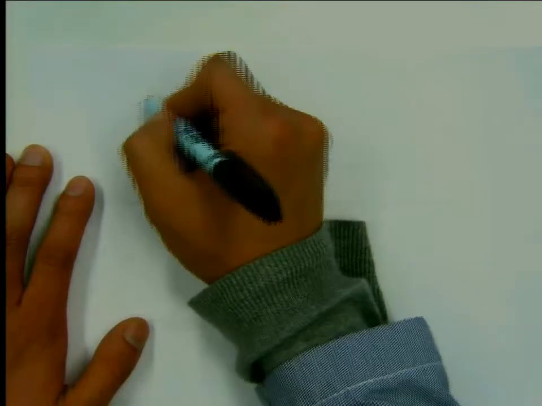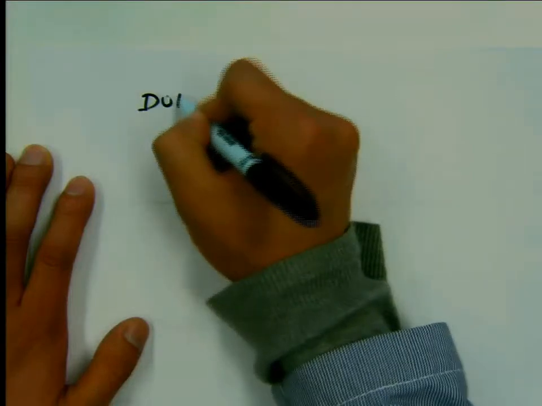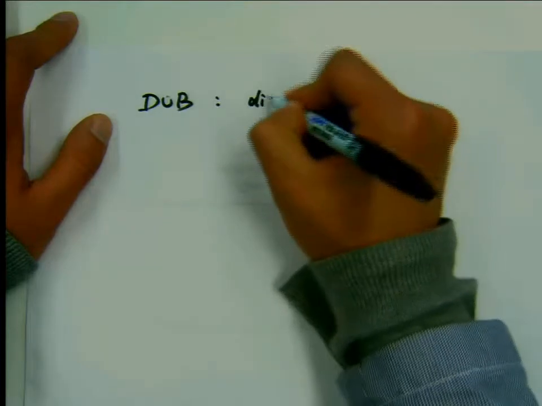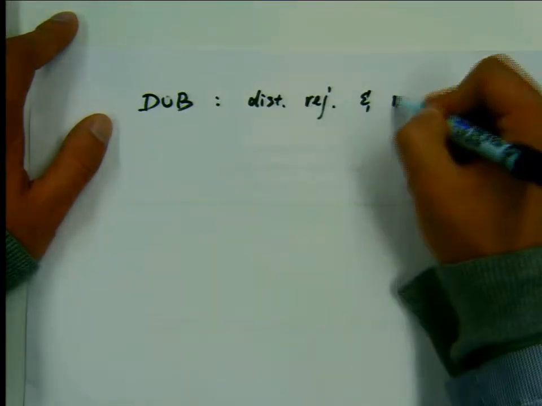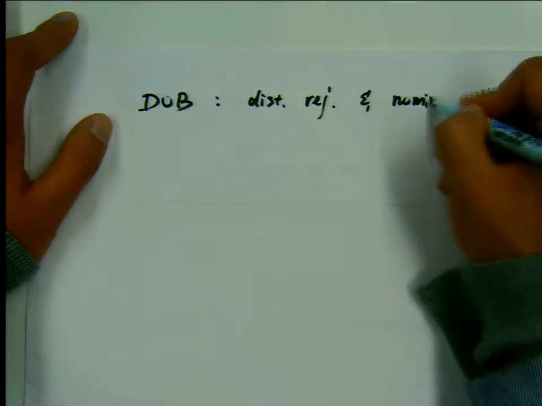So, as a review, what we have just done is, in these last two lectures, we discussed disturbance observers. We discussed how it achieves disturbance rejection, and then it's called nominal model following.